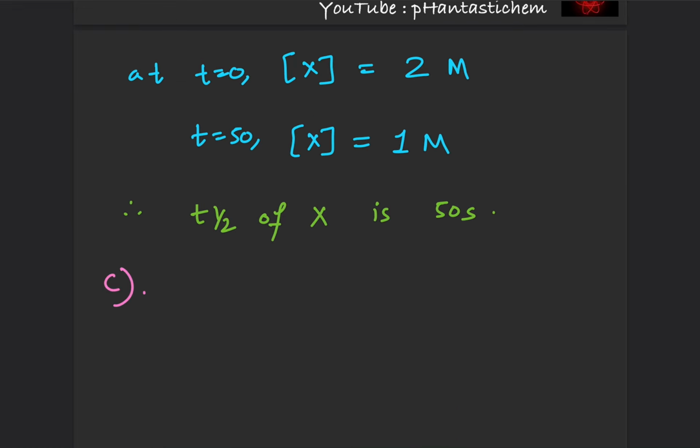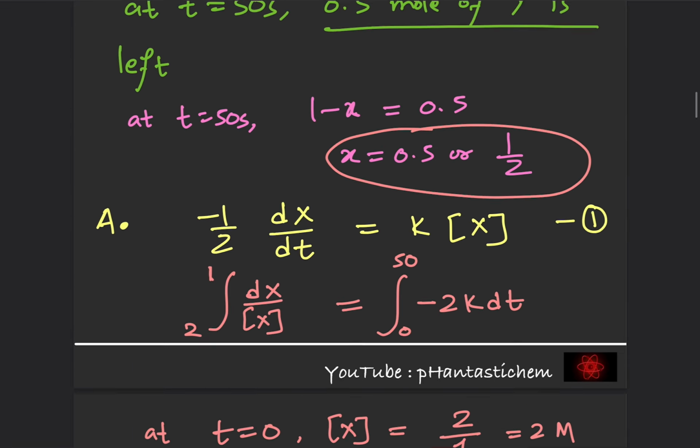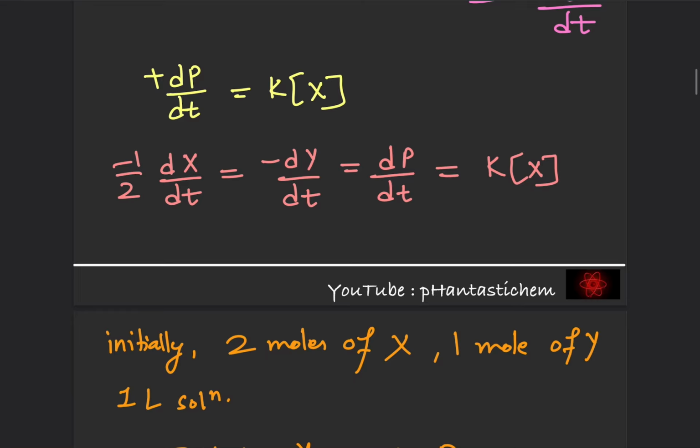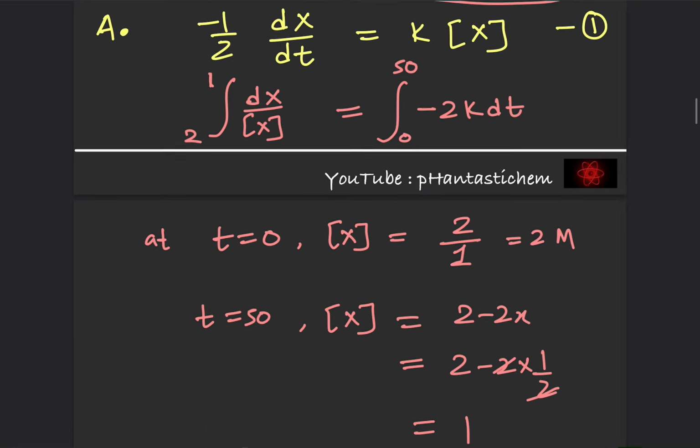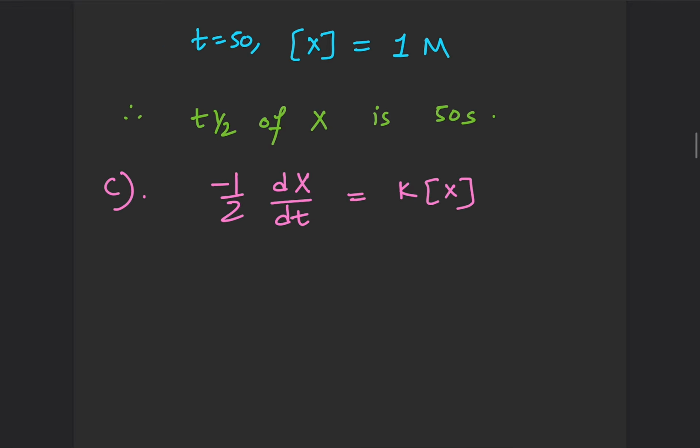Let's talk about statement C. Statement C says that at 50 second, minus dx by dt is 13.86 into 10 power minus 3. So to find out dx by dt, we have found a relation. If you remember, this was the relation that we found: minus 1 by 2 dx by dt is equal to minus dy by dt, dp by dt, and k into concentration of X, right? So using this, we can write down that minus 1 by 2 dx by dt is equal to k into X, right?